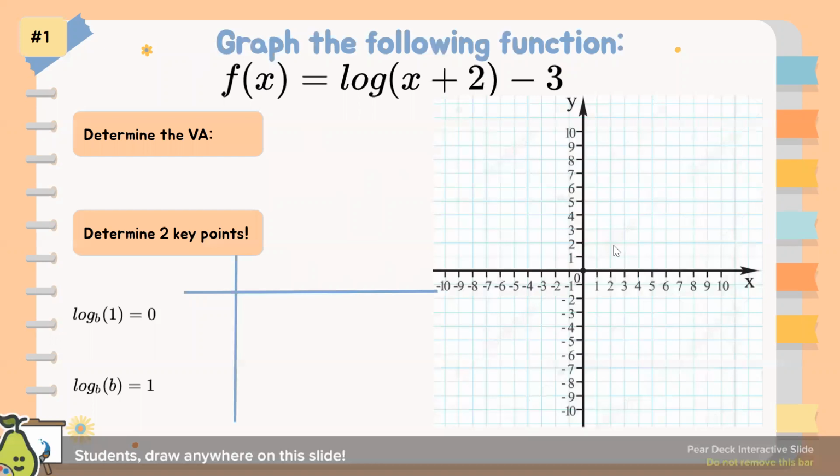So problem number 1 says graph the following. f of x is equal to log of x plus 2, minus 3. Now, do not fear, I am here, okay? I know we've forgotten like everything about graphing, but let's jog our memories, okay?